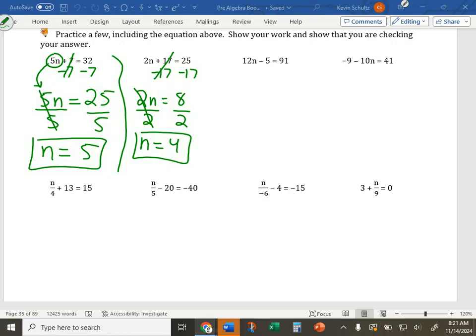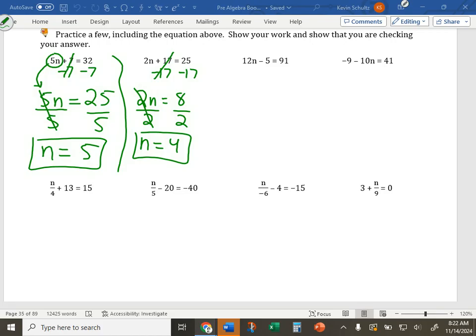8 plus 17 equals 25. It checks out. Okay. Now, Marina, you said you started working on this a little bit and got stuck in the bottom row? Yeah. Okay. So, n divided by 4 plus 13 equals 15. Again, take a look at what operations are in the original equation. We have addition, which means we're going to need to subtract the opposite.